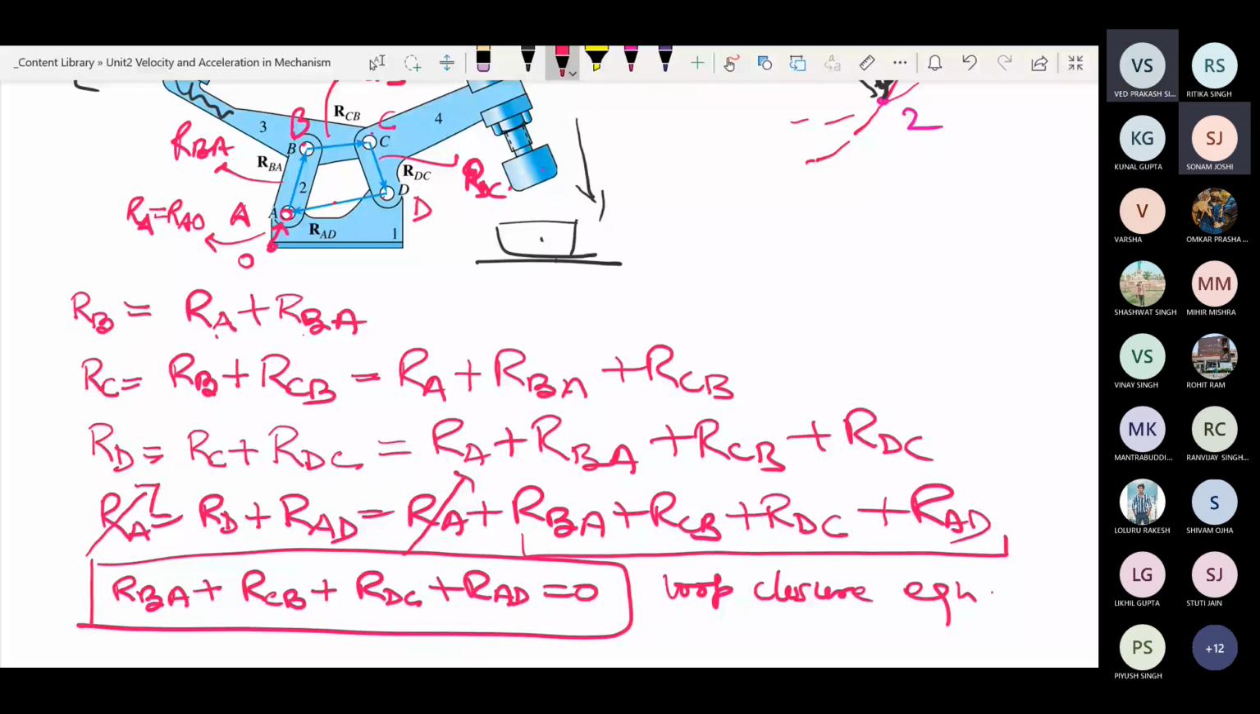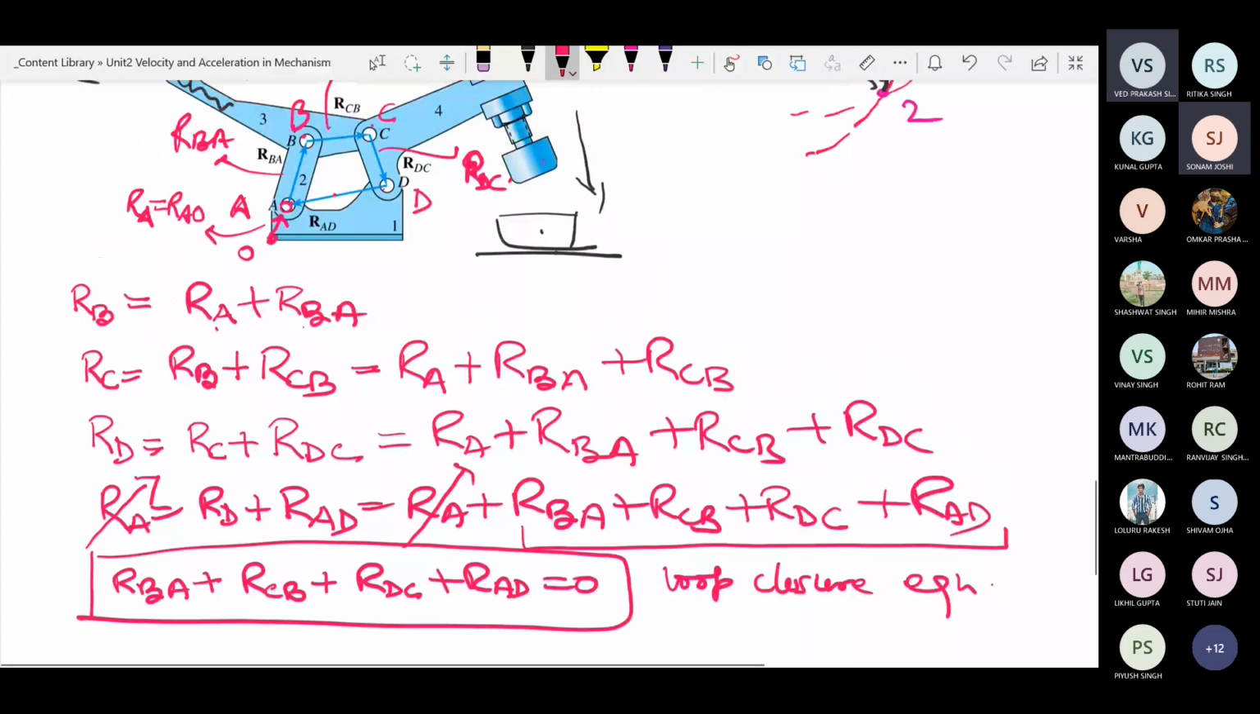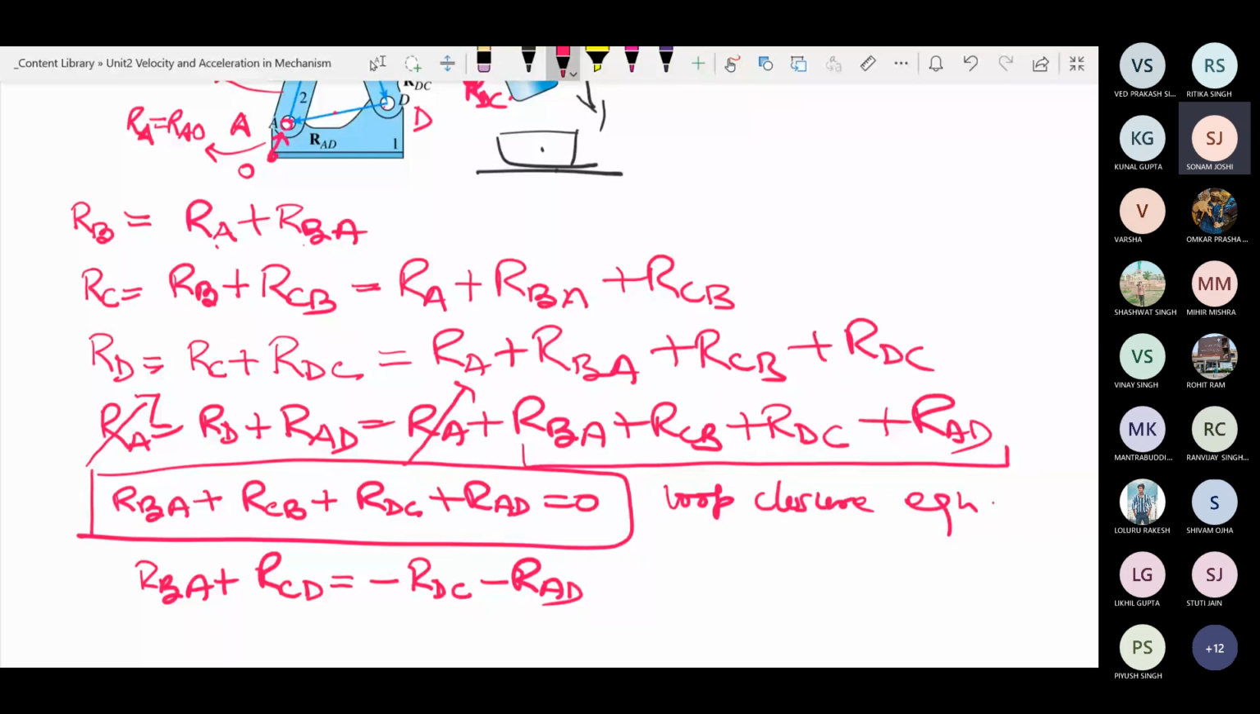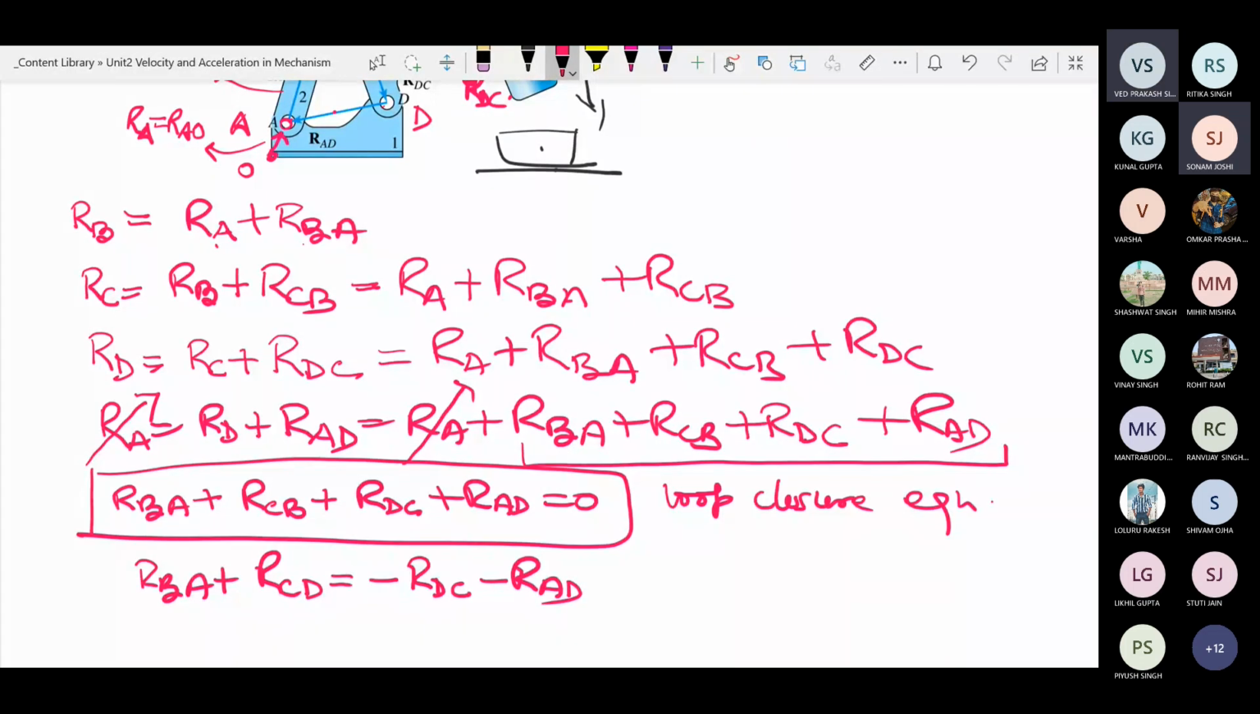Nothing different. Now we can write it in different manners, I told you. Just I will do one thing. RAD and RDC, I will write in a different manner. RBA plus RCB is equal to minus RDC minus RAD. Just I have transferred these two position vectors to the right hand side. And since they are vectors, if it is coming negative, simply you change the direction and it will become positive. So I will do that thing. So RBA plus RCB is equal to what?